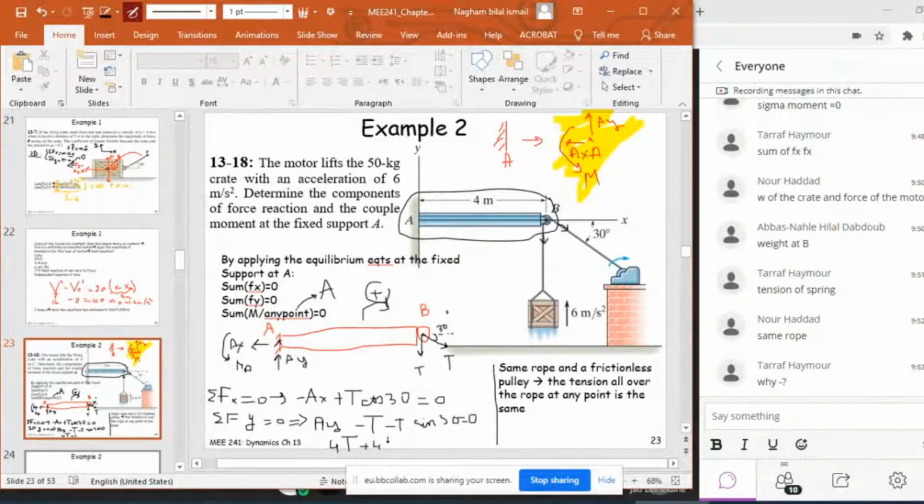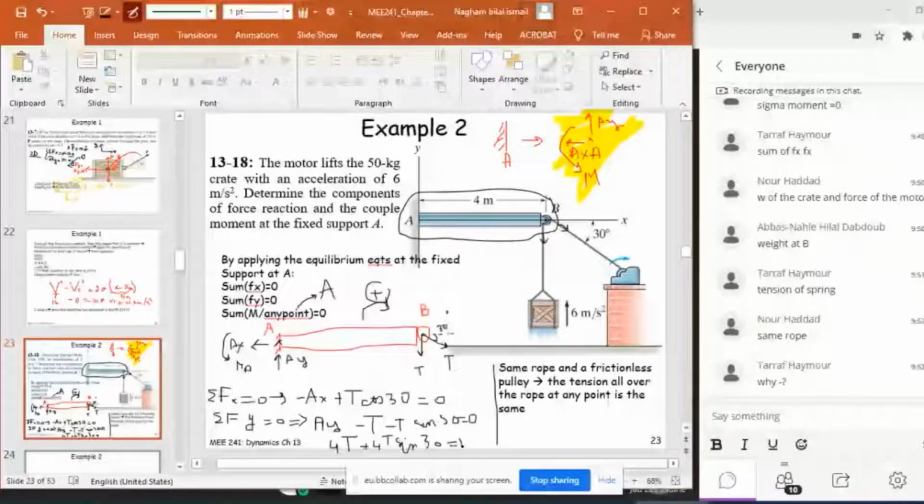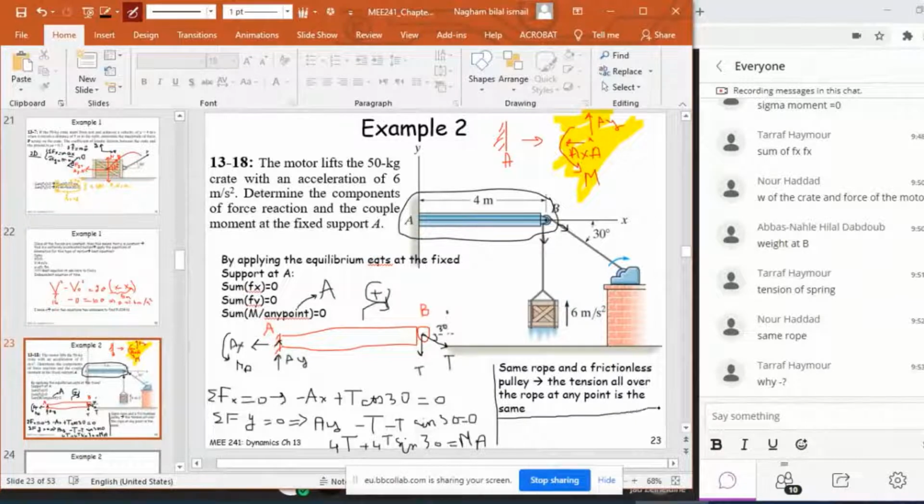Okay, so plus 4T sine 30 minus the moment at A is equal to 0, which means the moment at A will be equal to 4T plus 4T sine 30. All right, so these are my three equations, the 3 equilibrium equations. Now, these 3 equations could solve 3 unknowns only. I cannot have more than 3 unknowns.